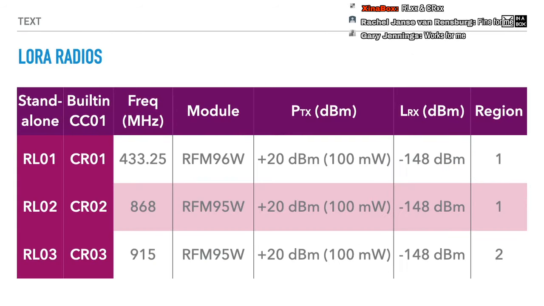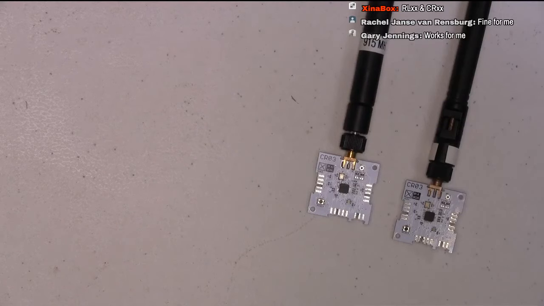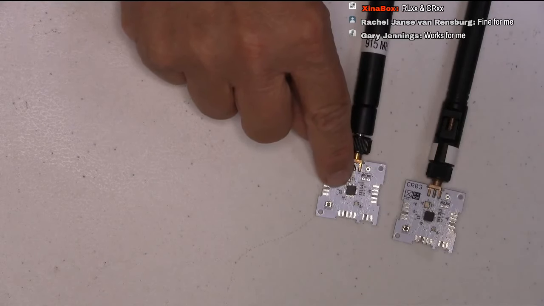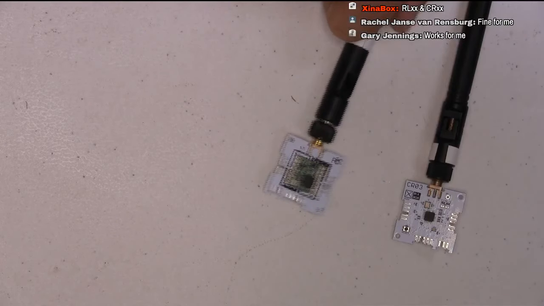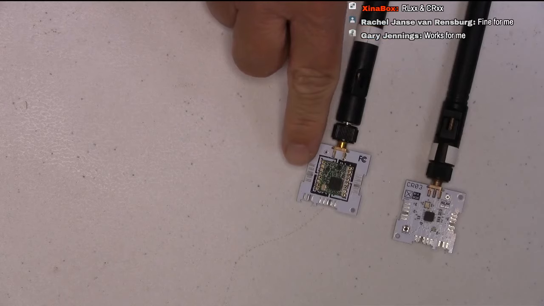So LoRa, long range. I'm going to talk about the radios here. We have the IL01, 2, and 3, and the CR01, 2, and 3. The difference between CR and IL is that the CR has a core built in. On the front, if you look here on my screen, that chip that sits there is actually the same chip that sits on the CC01. And the radio module is then sitting here on the back.